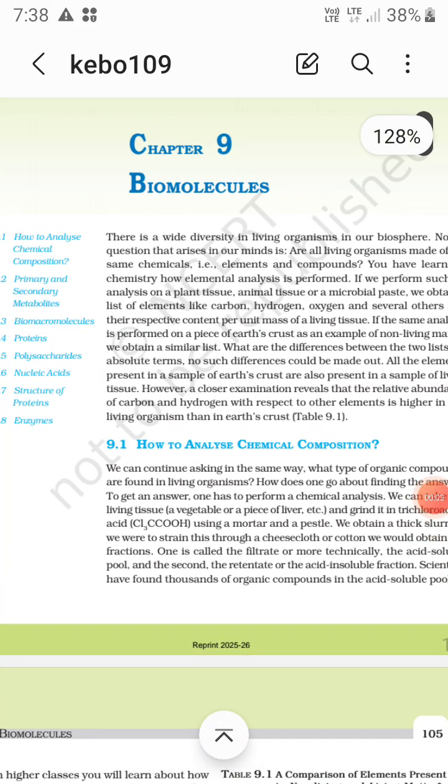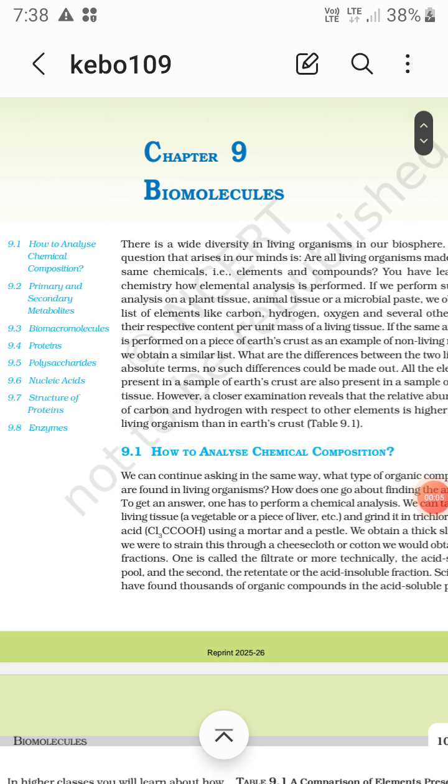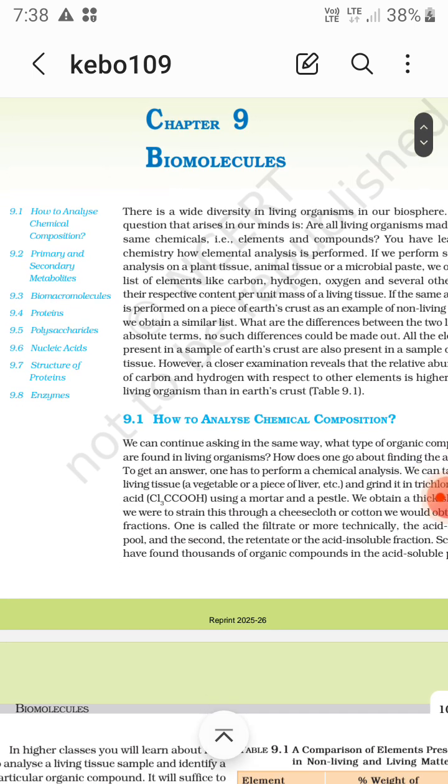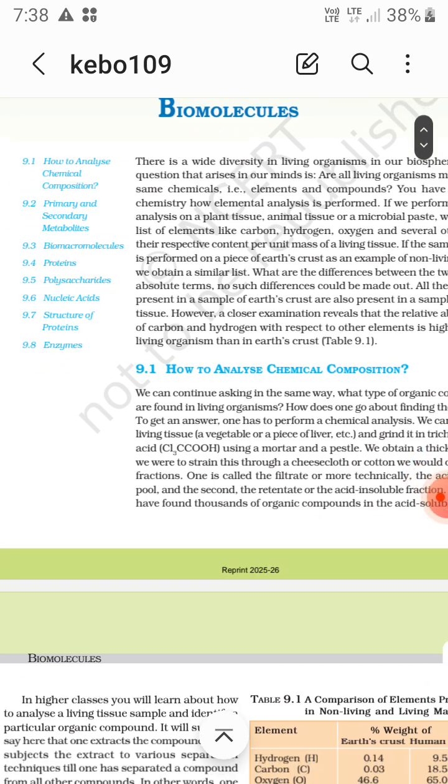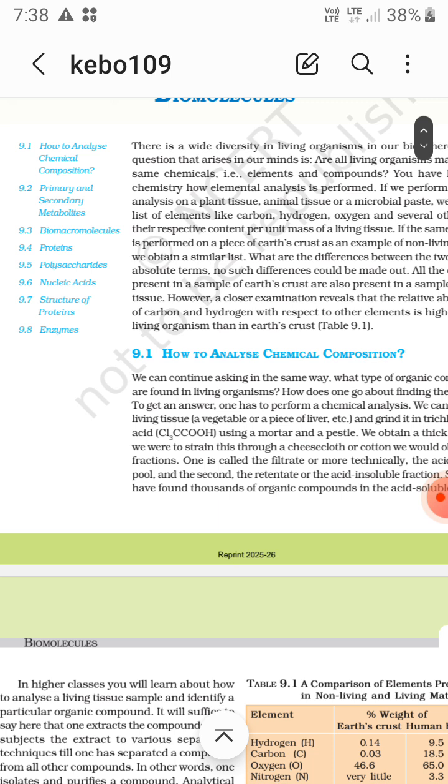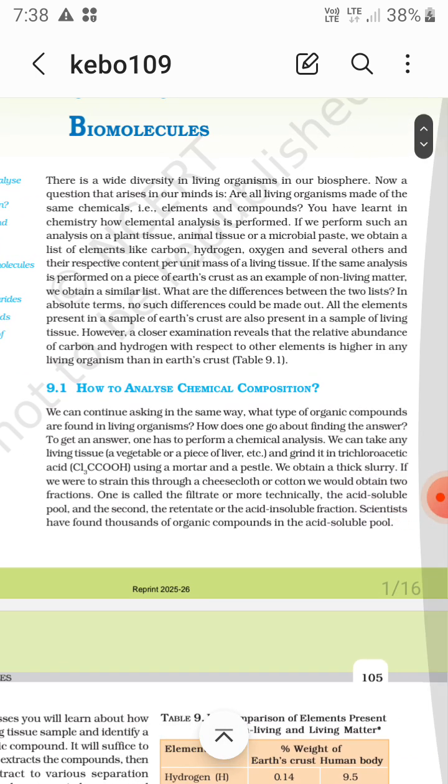So chapter number 9, biomolecules. The context covers how to analyze chemical composition, primary and secondary metabolites, biomacromolecules, then proteins, then polysaccharides, then nucleic acids, then structure of proteins, and last are the enzymes, right?